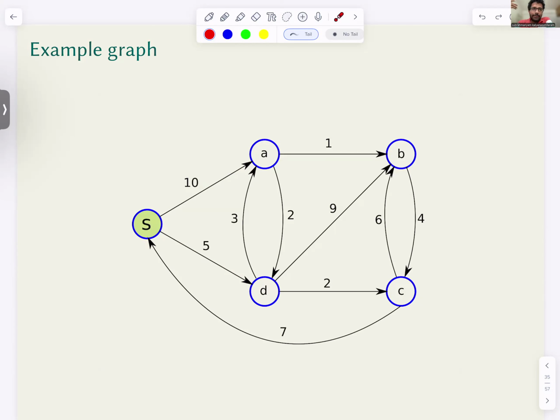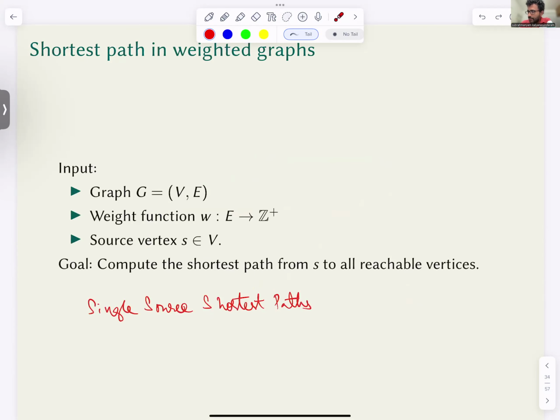So typically there are 2 types of shortest path algorithms. One is this type, single source shortest path. The other is called all pair shortest paths.